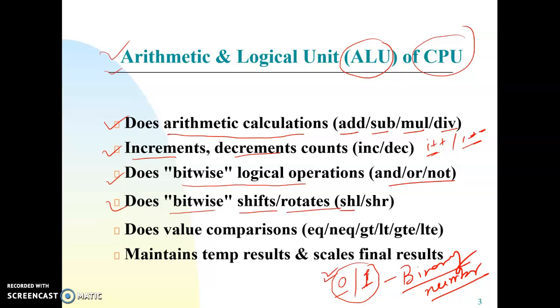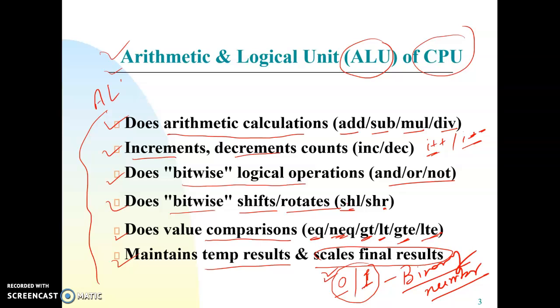So this is SHL, left shift, and SHR stands for right shift. It performs various comparisons like equal to, not equal to, greater than, less than, greater than or equal to, less than or equal to, and it maintains temporary results and stores the final results. So these are the different operations the ALU of a computer system, the central processing unit, performs.